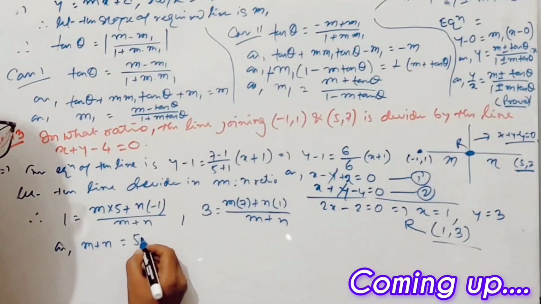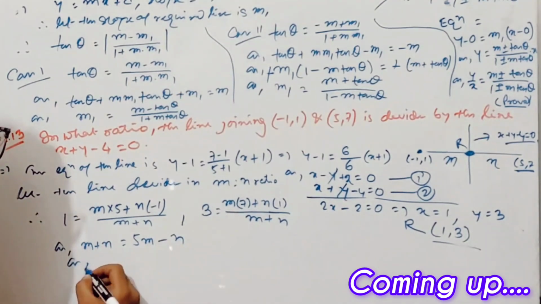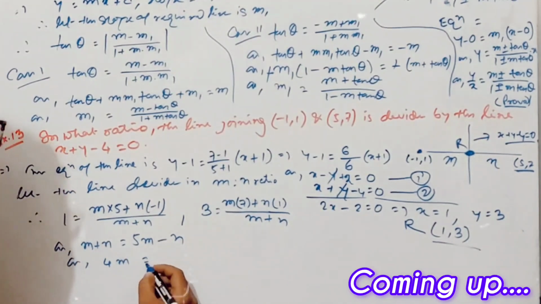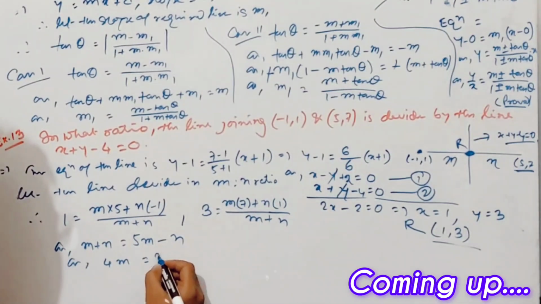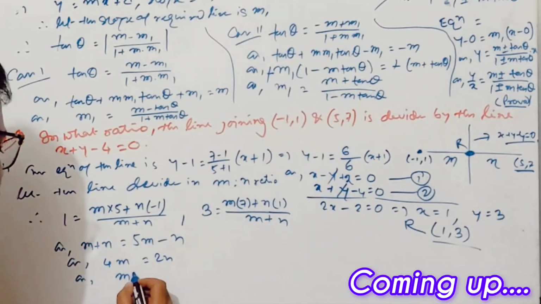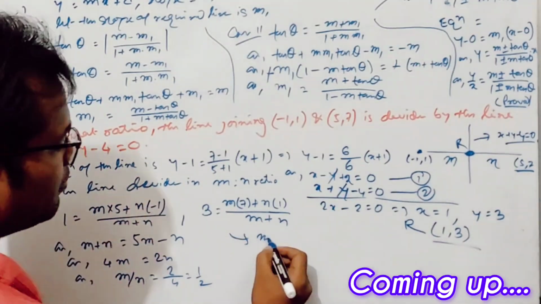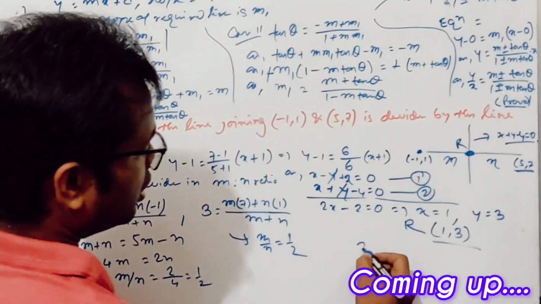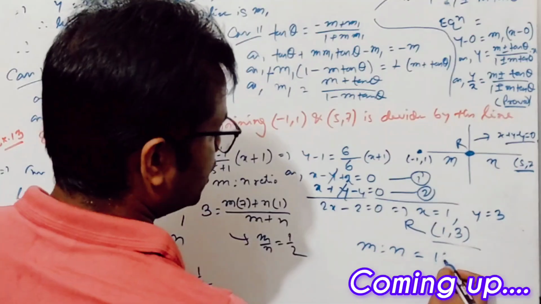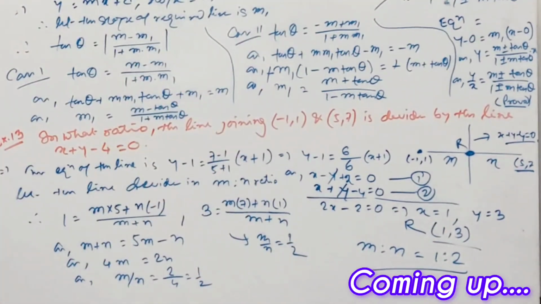m plus n equal to 5m minus n, or 4m equal to 2n, or m by n equal to 2 by 4, that means half, and this will be also m by n equal to half. So m is to n equal to 1 is to 2, that means the ratio is 1 is to 2. Okay.